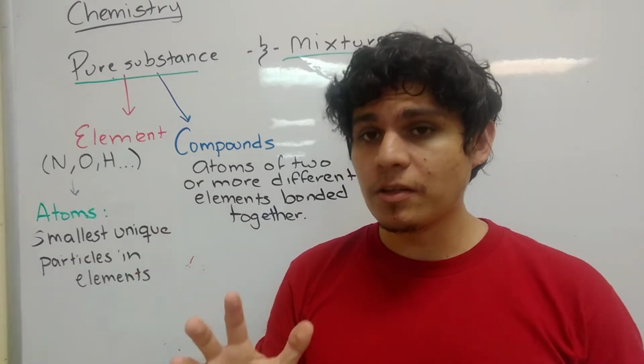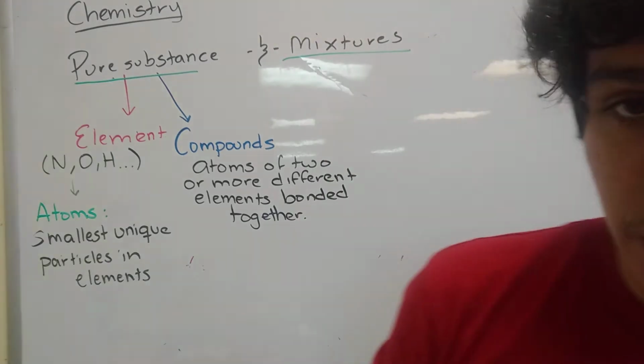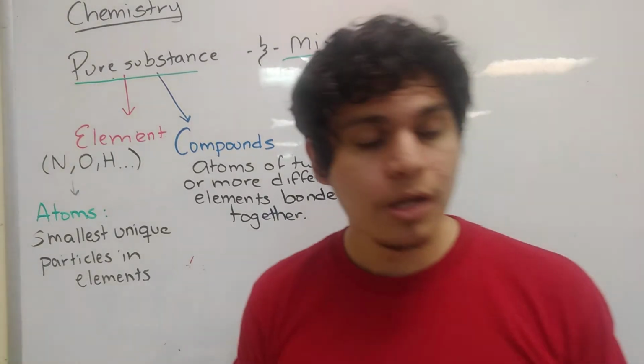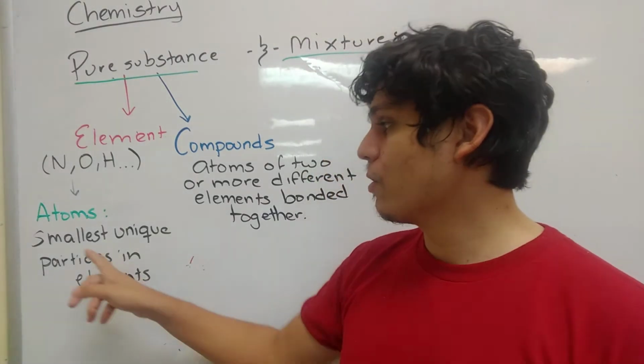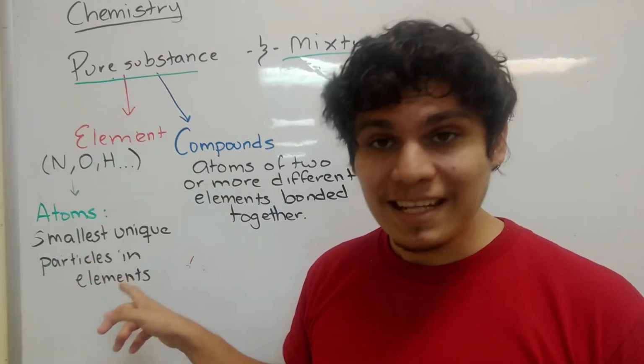So then an element, as you know, is made up of atoms. Now, from last class and from your books, the definition is on page 22, if you're following along, then you know that the atoms are the smallest unique particles in an element.